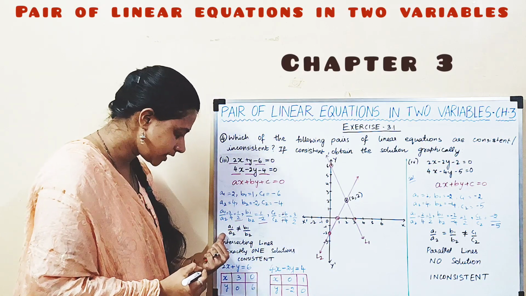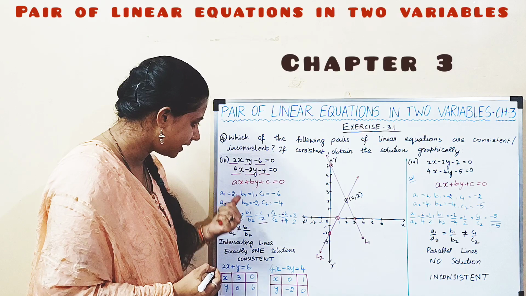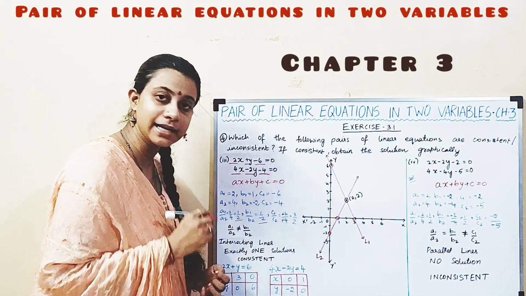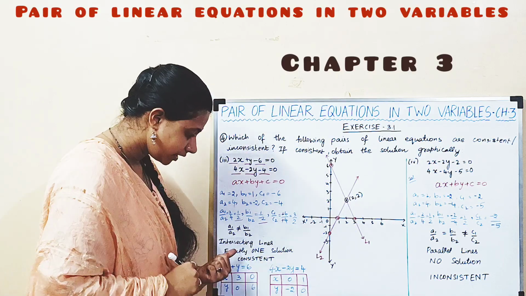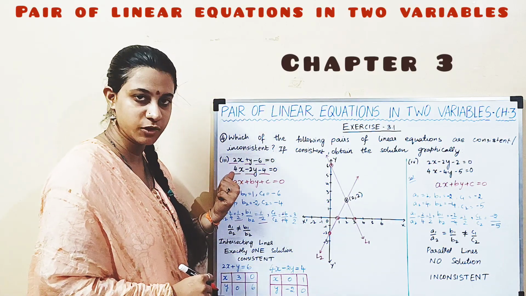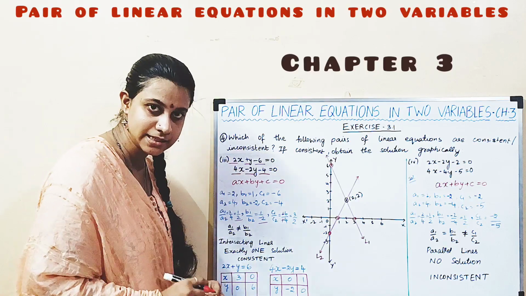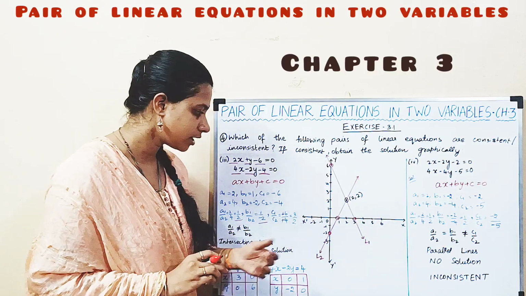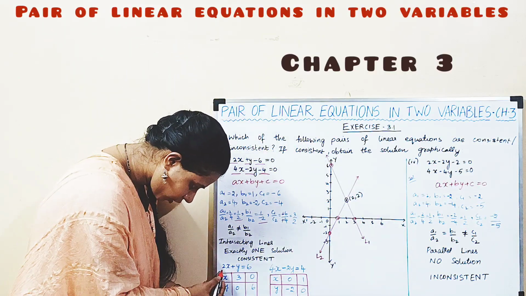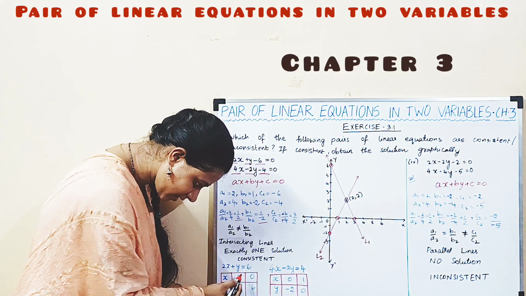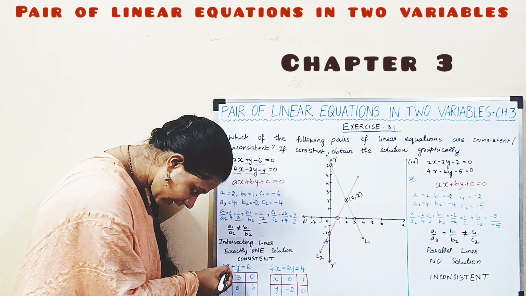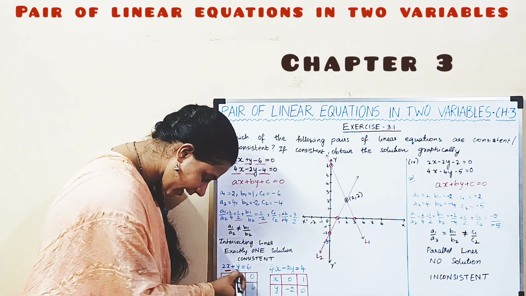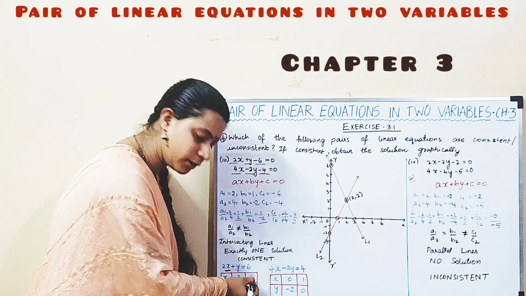If this condition is arising, then we can say that the lines representing these two equations will be intersecting and there will be exactly one solution. If there is a solution for these two equations, then we can say these equations are consistent, and here it is asked if consistent, we have to obtain the solution graphically. Now to plot the graph, we are taking the points. For the first equation, 2x plus y is equal to 6. If we substitute y equal to 0, we will get x equal to 6 by 2, which is nothing but 3. If we substitute x equal to 0, we will get y is equal to 6.